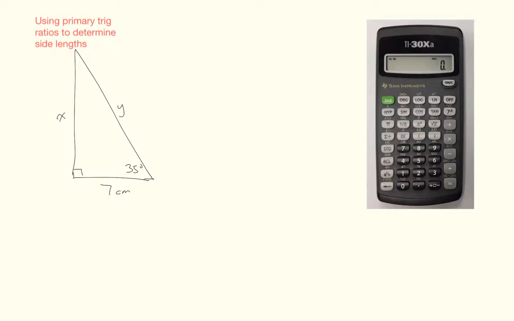If the question asked me, what is that side length x there? Well, I would have to first think of which of the three trig ratios is going to be helpful here. It's going to be the one that compares these two sides, right? And if I'm talking about 35 degrees, then of course 7 is the adjacent side, and this x side is the opposite side. Which trig ratio compares opposite and adjacent? It's tan. So I'm going to set up my tan ratio: tan of 35 equals opposite over adjacent, so it must be x over 7. And then I'll rearrange to solve for x.